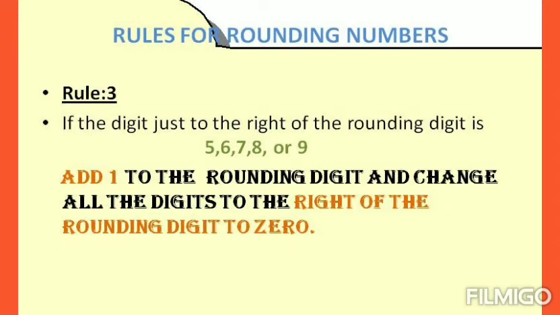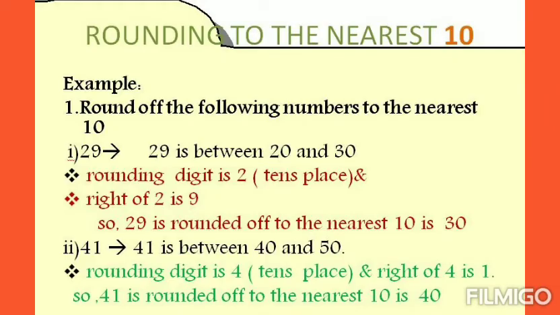Simply, we can combine rule number 2 and 3. If the digit to the right of the rounding digit is less than 5, keep as it is. More than 5 or equal to 5, add 1 with the rounding digit. Now, we are going to apply these rules to solve the problems. Okay, here is your example. In the first example, we are going to round off the numbers to the nearest 10.